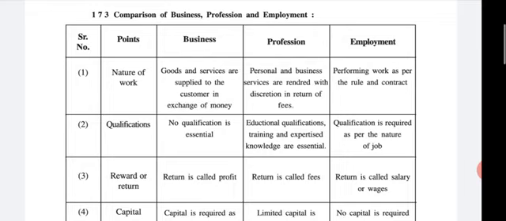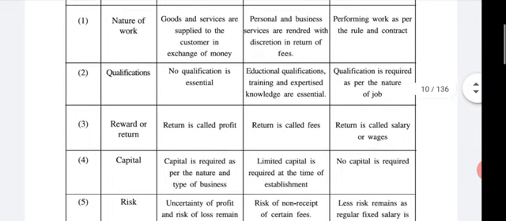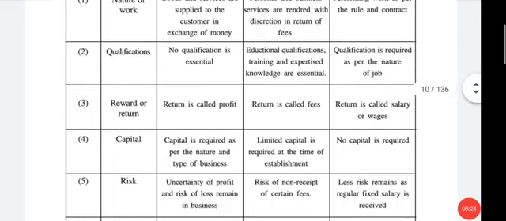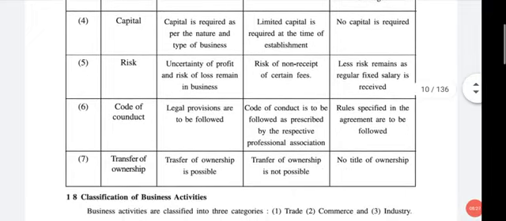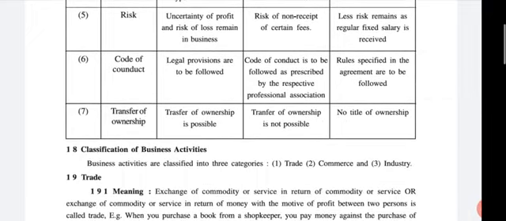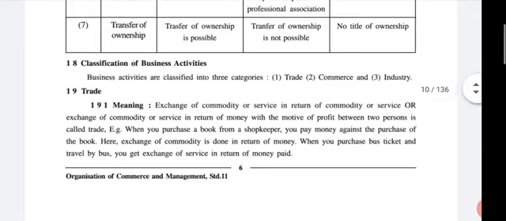Look students, in this topic you can revise all three in one comparison: business, profession, employment. It is a quick revision for you at the time of examination. It is useful because in this difference all three activities, business, profession, employment, are included and covered. So the points of difference we revise: nature of work, then qualifications, then reward or return, then capital, then risk, code of conduct, and transfer of ownership.